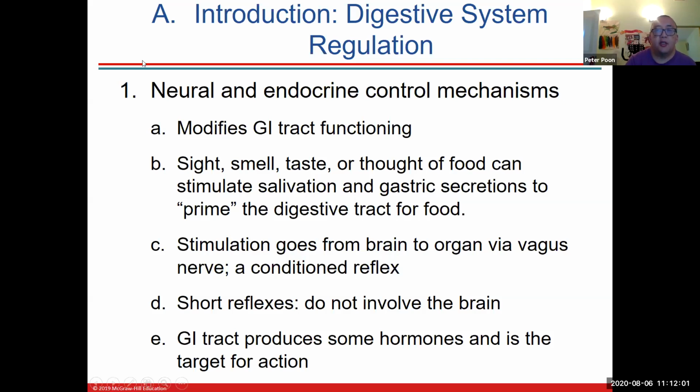All right. Regulation. The sight, smell, or thought of food can prime the digestive tract for digestion. That's why you hear the grumbling of the stomach. You don't hear the salivary glands, but there's saliva.